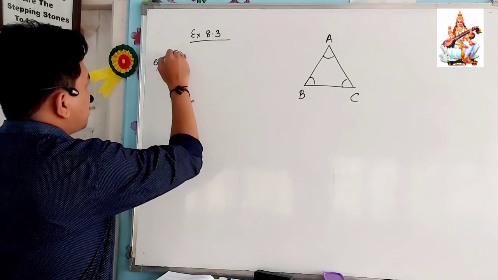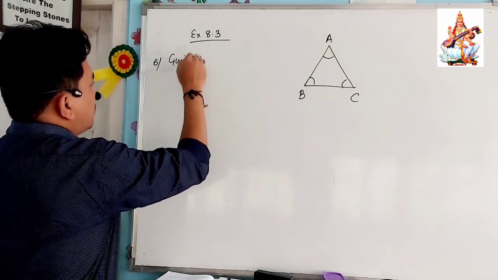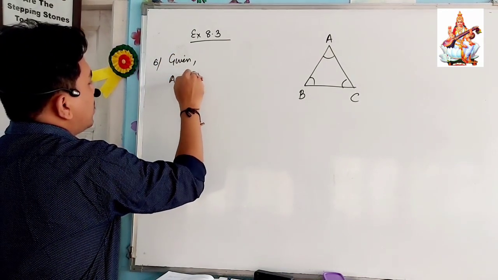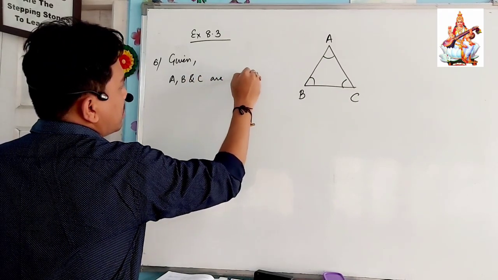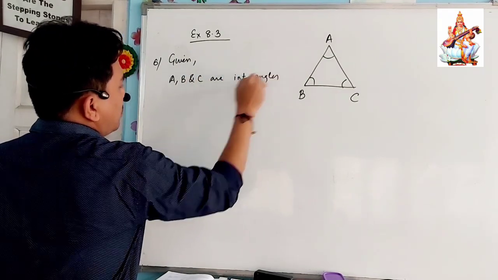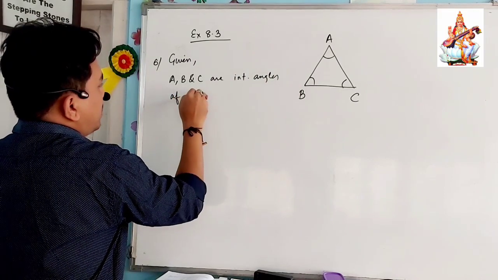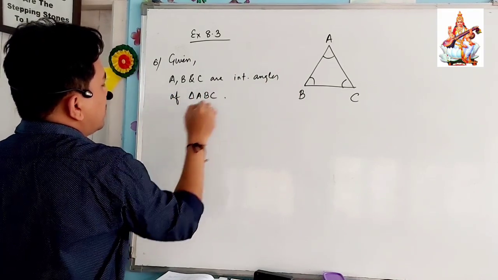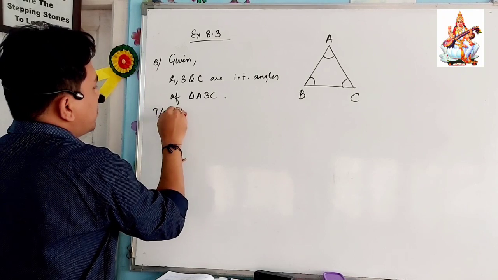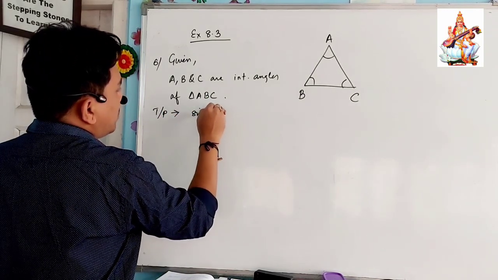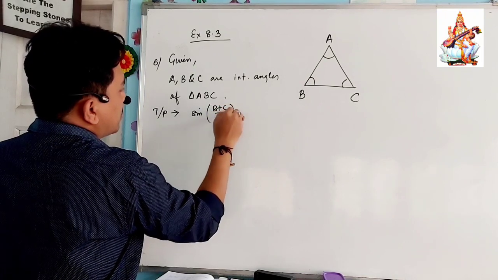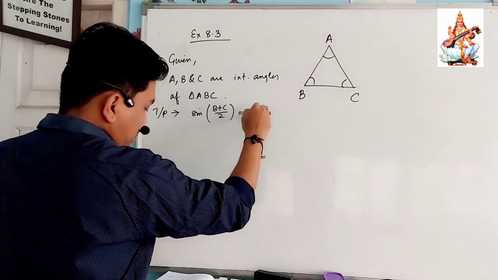So now what is given? You are given that A, B and C are interior angles of triangle ABC. What we have to prove? We have to prove that sin ((B plus C) by 2) is equal to cos (A by 2).